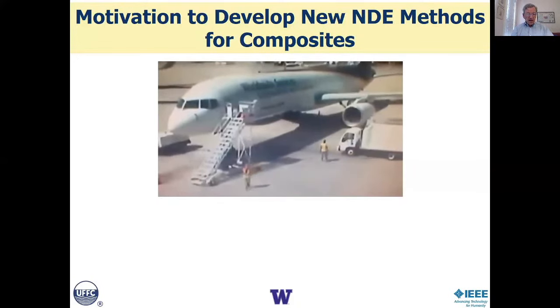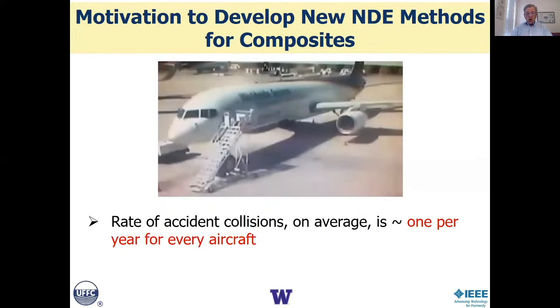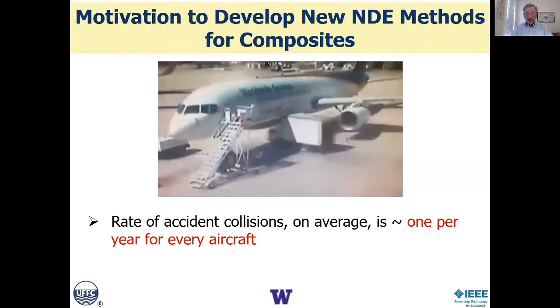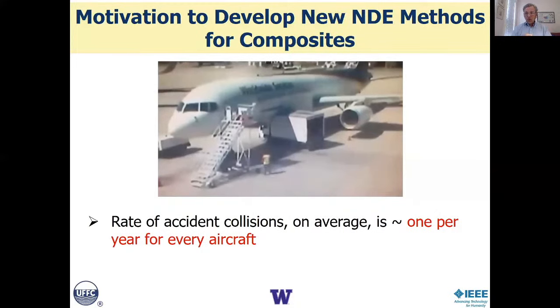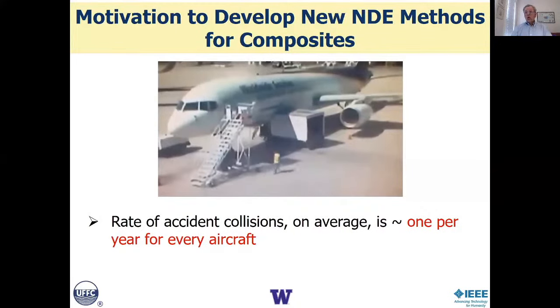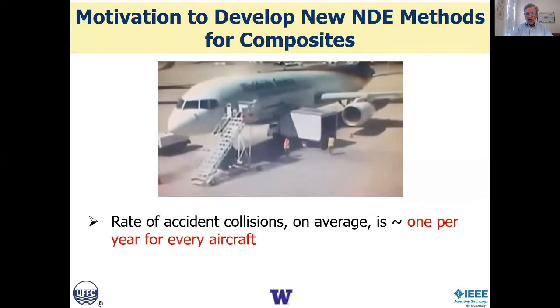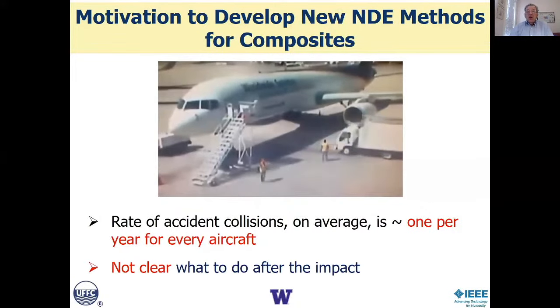But this is not atypical. In fact, there are, on average, for the worldwide fleet, once per year, that every aircraft has a significant impact like that you just saw in this. Now, usually it can be a lightning strike or a flock of birds or a vehicle or the docking stations, so the bridges to come in to take you off, the gangways to take you off. But on average, once per year, this happens. And it's not clear what to do after the impact.